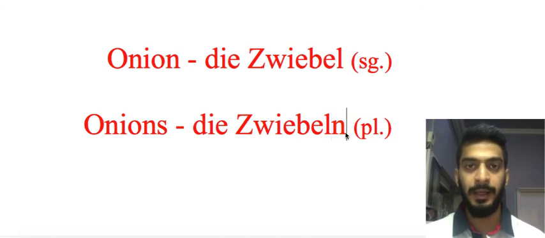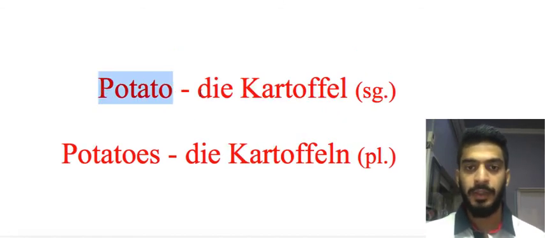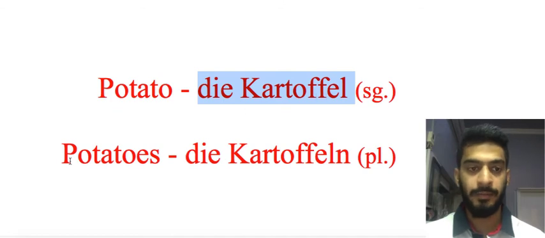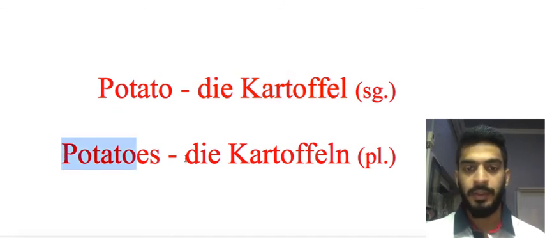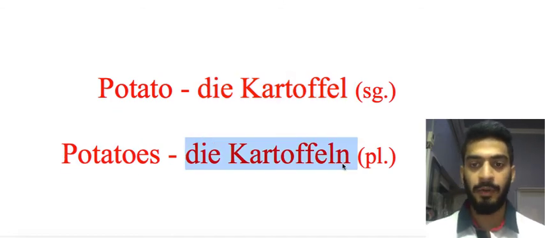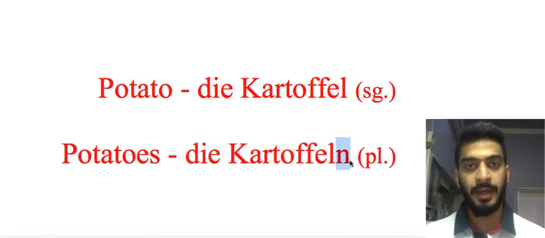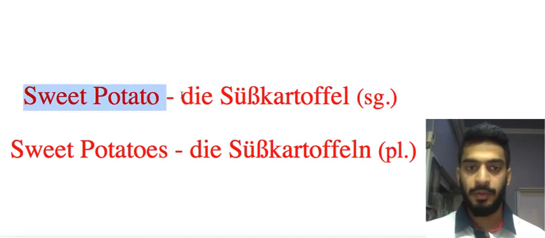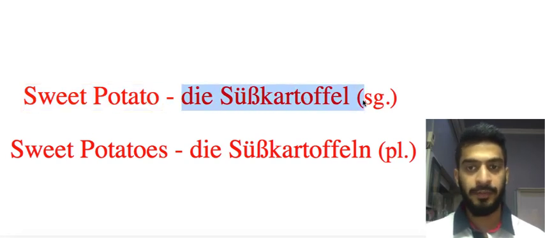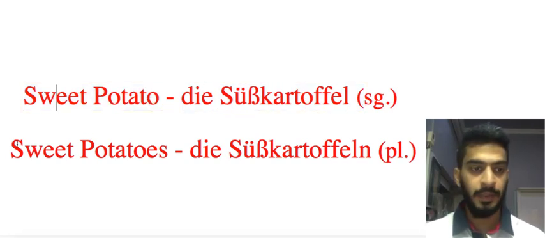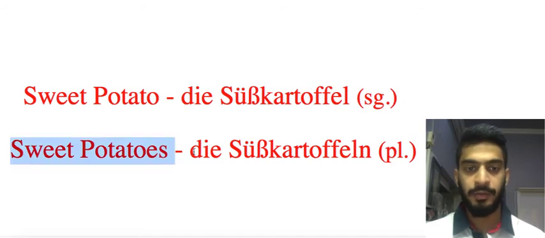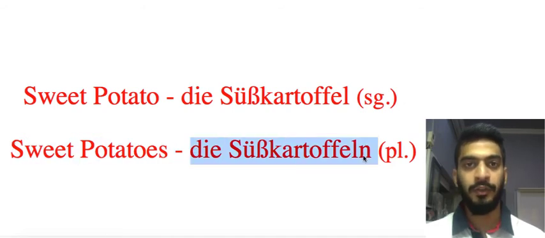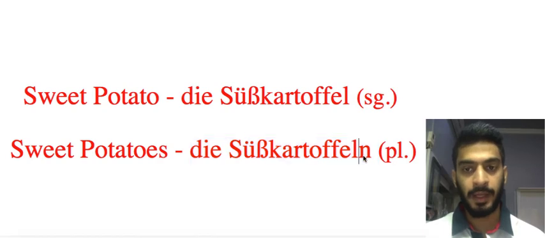The Zwiebeln. Potato, die Kartoffel, singular form. Potatoes, die Kartoffeln, plural form. Again, we have extra N at the last position. The Kartoffeln. Sweet potato, die Süßkartoffel, singular form. Sweet potatoes, die Süßkartoffeln, plural form. Again, we have extra N at the last.